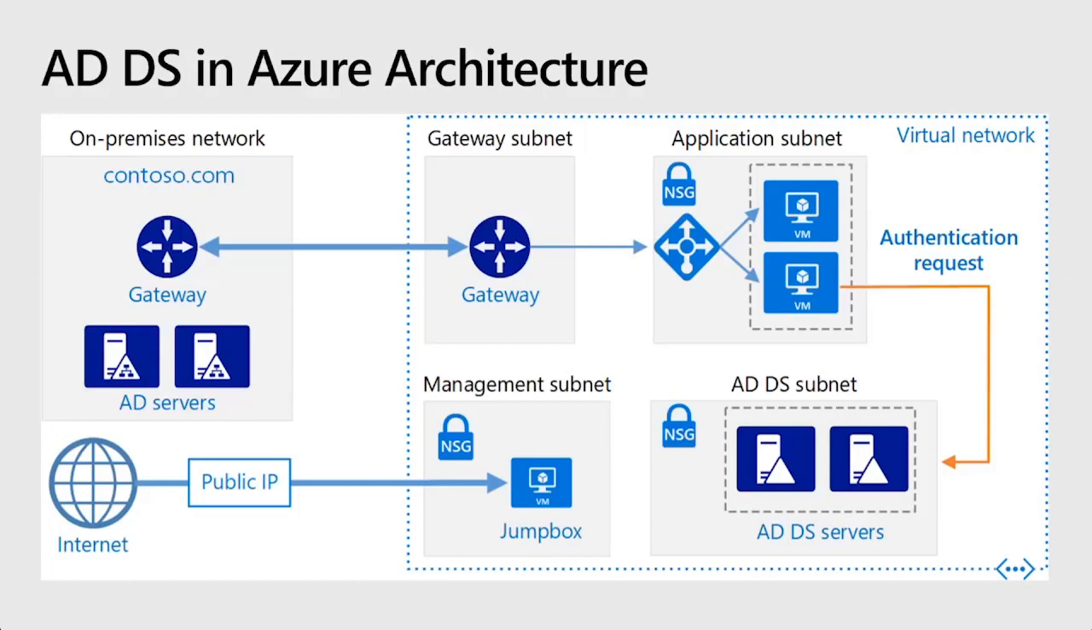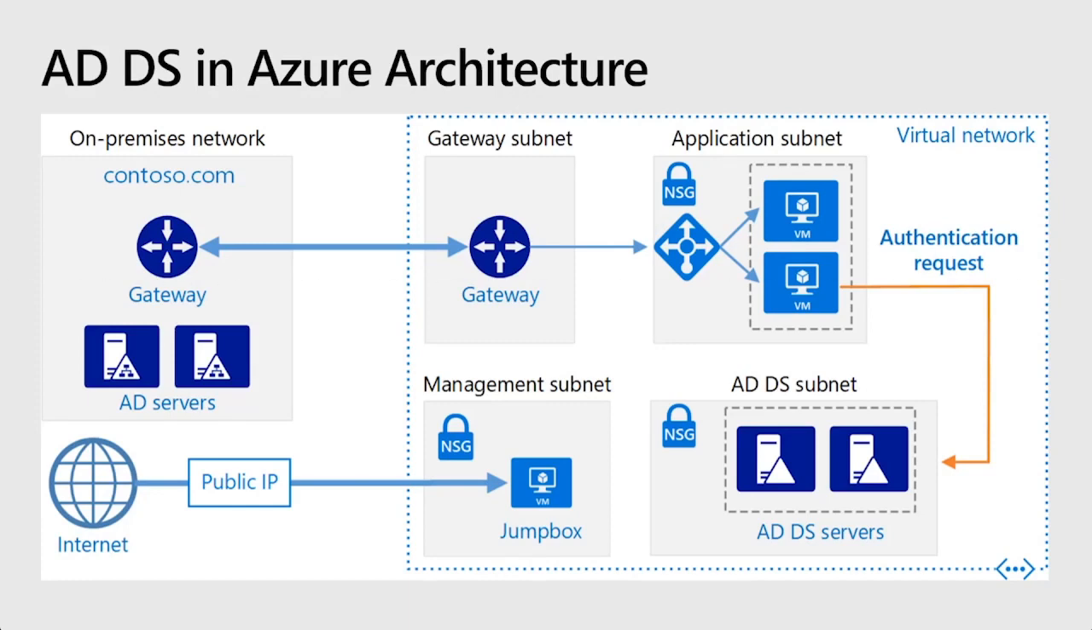When we're talking about Active Directory domain servers inside our Azure architecture, this diagram shows Contoso.com having a physical branch with their VPN gateway and their standard Active Directory servers. They connect to Azure through their VPN gateway. And then inside the virtual network in Azure, we have these AD DS servers. We're putting them in a separate subnet and we're protecting them with a network security group to provide a firewall to protect against unexpected traffic sources.